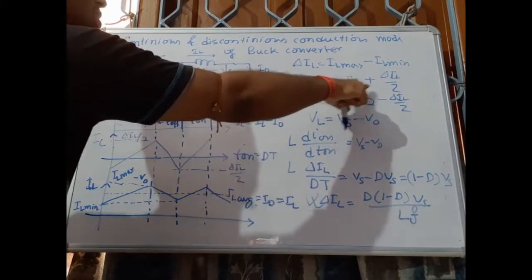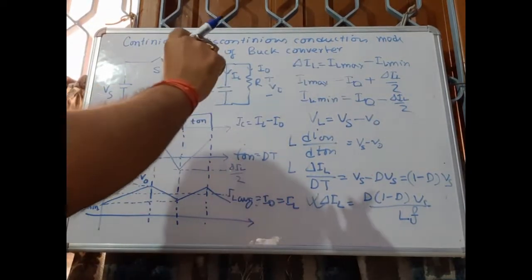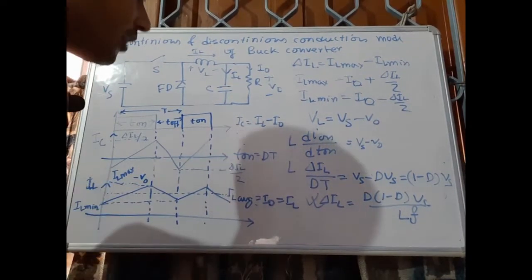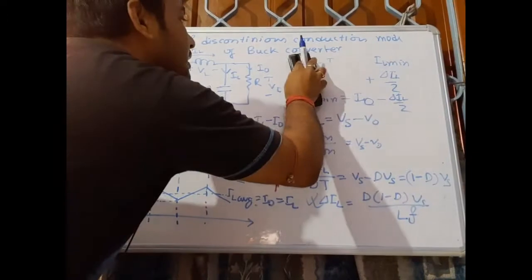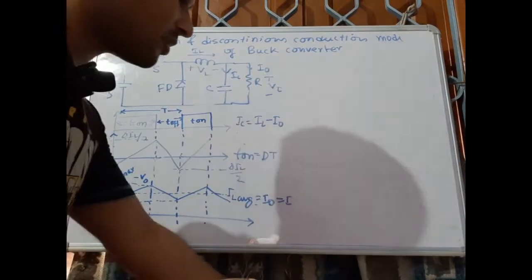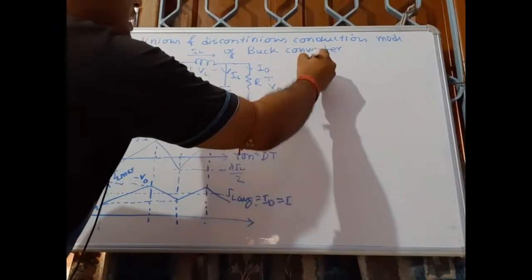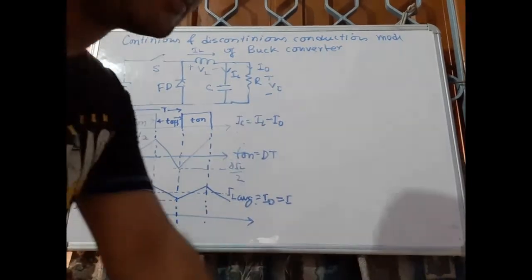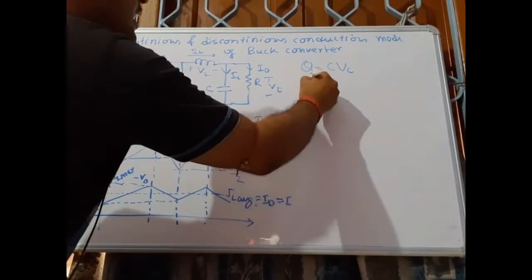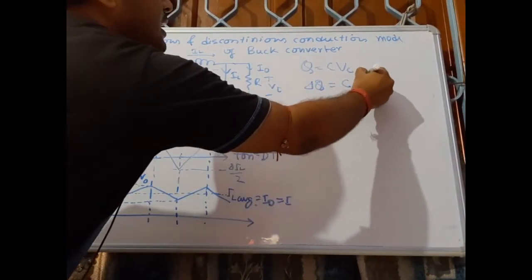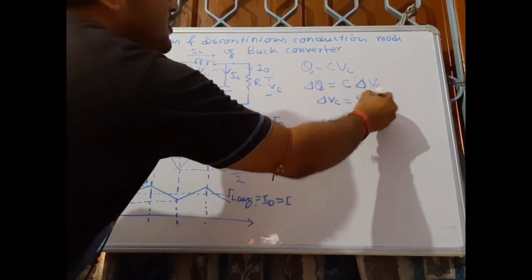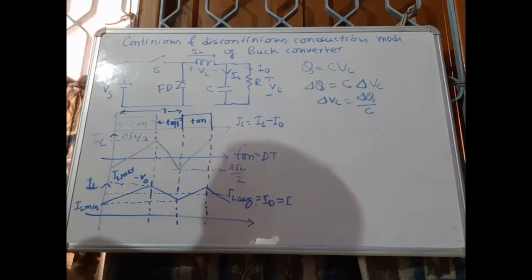So this IC is equal to (ΔIL/2 + IL) minus (IL − ΔIL/2), right? Now from this I can get the voltage ripple across the capacitor. We know that Q equals CVC, so ΔQ is equal to C ΔVc, and ΔVc is equal to ΔQ divided by C.